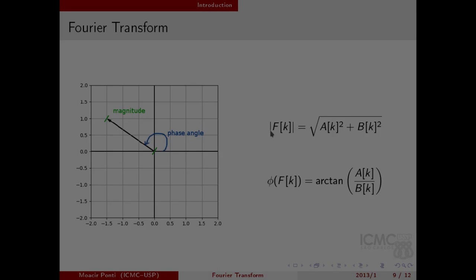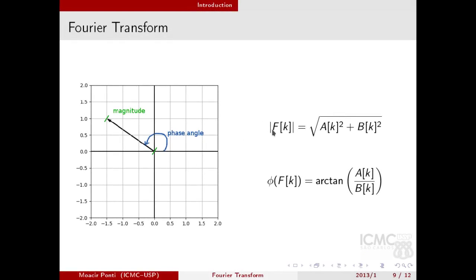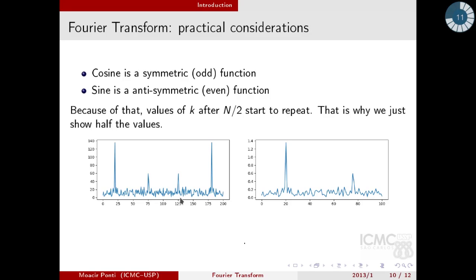Here I have two important pieces of information that I can extract from the DFT: the magnitude of the vector, which tells me the amplitude of this frequency, and the phase angle, which tells me how much this specific frequency is shifted from the sine function, from the base function. Another important thing is that cosine is a symmetric function and sine is an antisymmetric function, and because of that, values of k after n over 2 start to repeat.